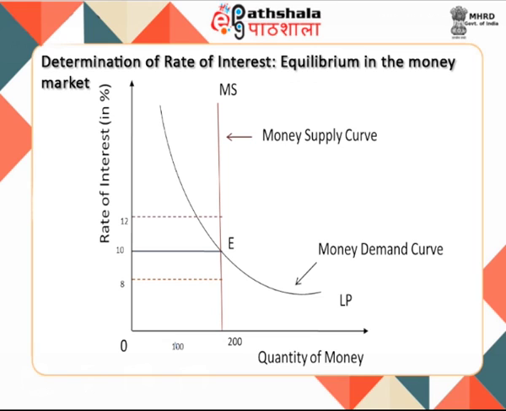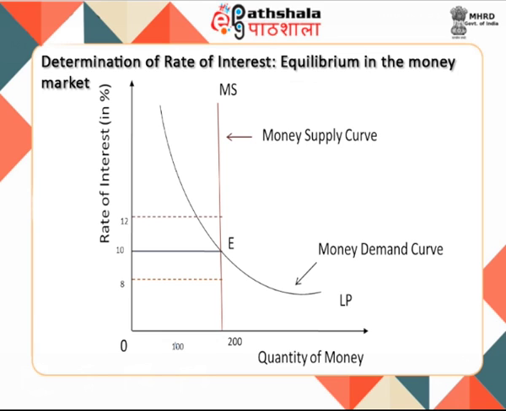The rate of interest, according to J.M. Keynes, is determined by demand for money, liquidity preference, and the supply of money. The supply of money at a given time is fixed by the monetary authority of the country. In the figure, LP is the demand curve for money at a given level of nominal income. MS is the money supply curve, which is a vertical straight line showing that 200 crores of rupees is the money supply fixed by the monetary authority.